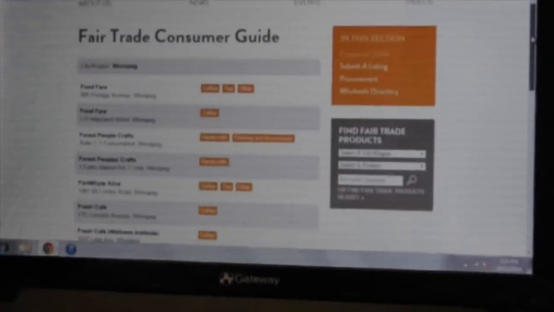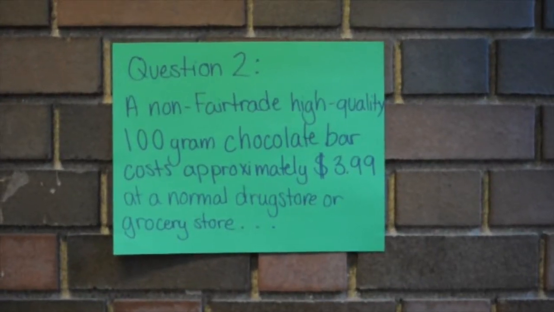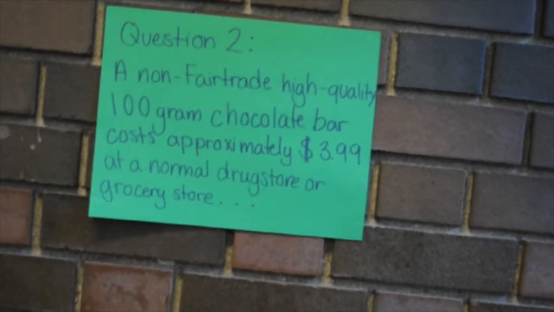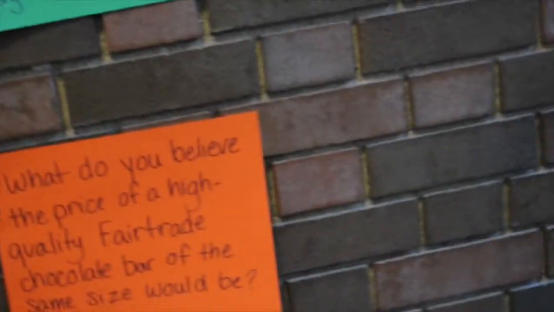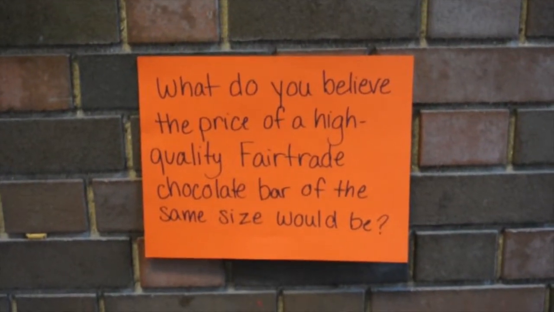Websites like Fairtrade Manitoba and Fairtrade Canada show that there's over 100 places selling different fair trade products in Winnipeg alone. Products include everything from coffee and chocolate to flowers and clothing. Now, think about this. A non-fair trade, high-quality 100-gram chocolate bar costs approximately $3.99 at a normal drugstore or grocery store. What do you believe the price of a high-quality fair trade chocolate bar of the same size would be?